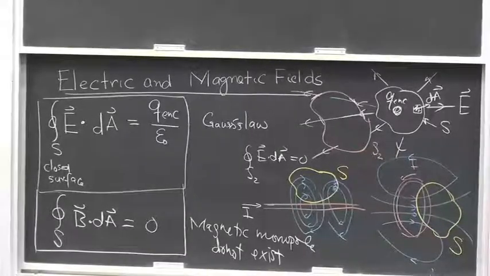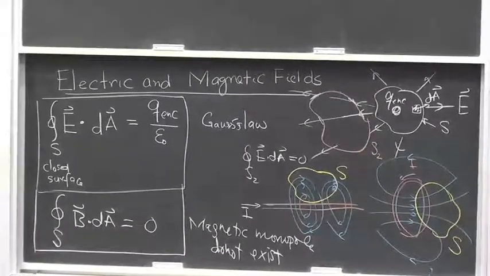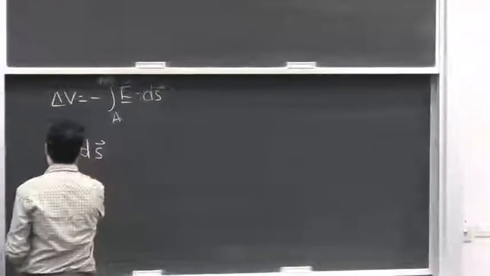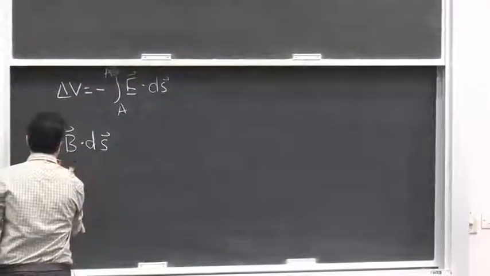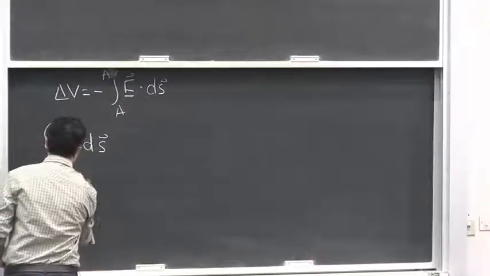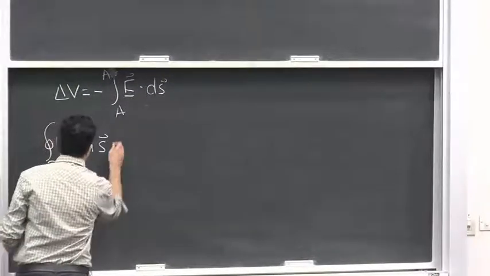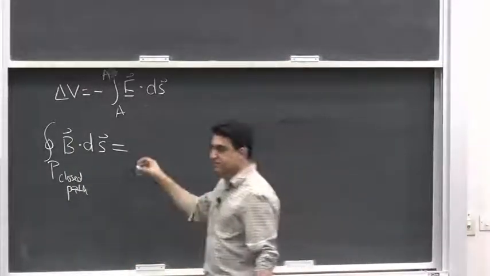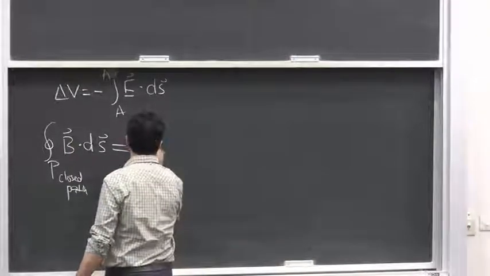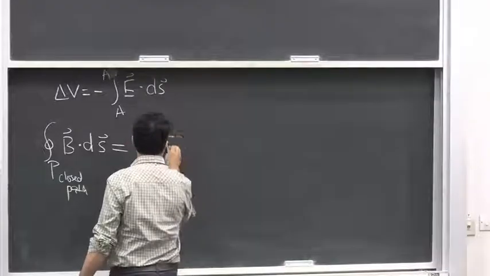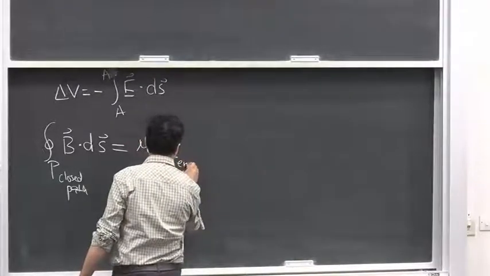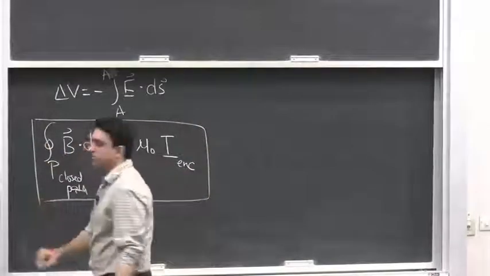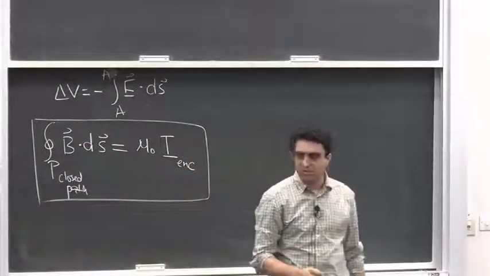So if you take a similar integral for this thing, for a closed path, you get a non-zero value. And we have seen this, and this non-zero value is equal to mu naught times the current enclosed, and this is something which is called Ampere's law.